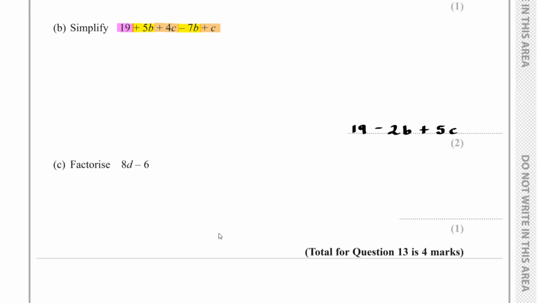For part C, we have to factorise 8d subtract 6. The biggest number which goes into 8 and 6 is 2, so 2 is our highest common factor. Then what would go inside the bracket will be 4d subtract 3.